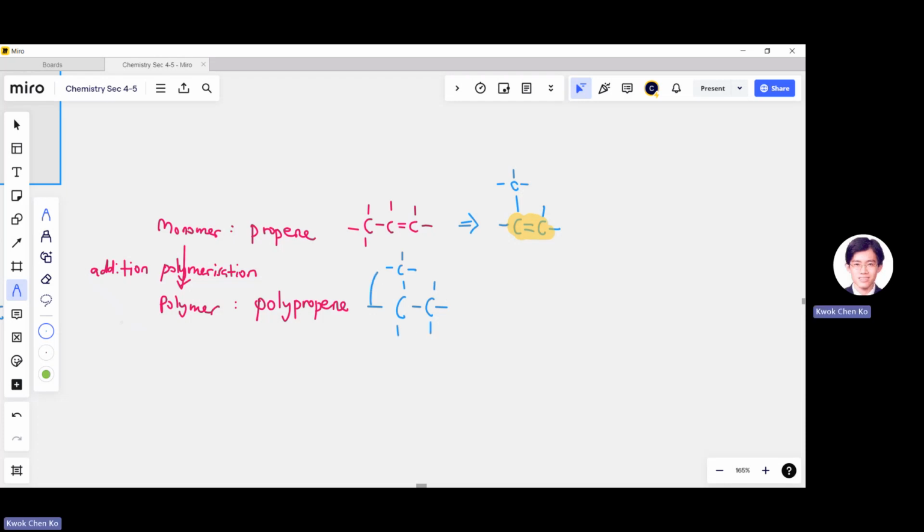Don't forget your square brackets. Okay, let's draw a curve. I find it easier to draw a curve. Okay, this is polypropene. You must be able to tell. Now, of course, sometimes you can draw like that. I'll give you another shortcut. Okay, take note. We should recognize this is propene as well.